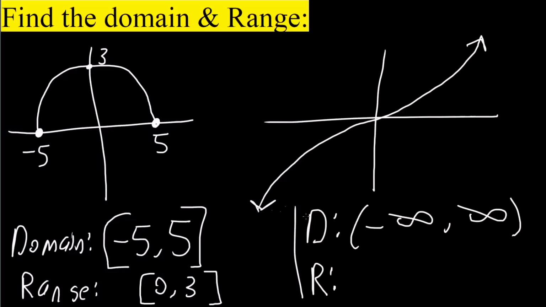And the range will also be the same because we're essentially going down and down, up and up. So -infinity to infinity. And that's all we need to do for this problem.